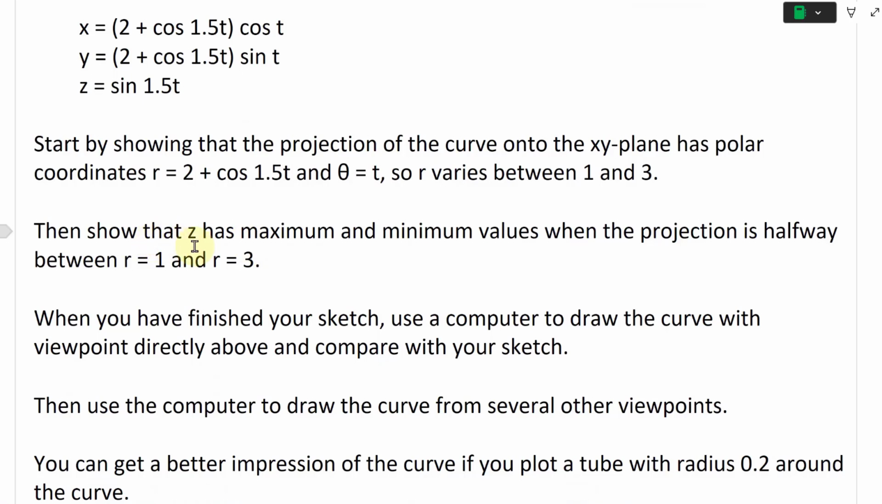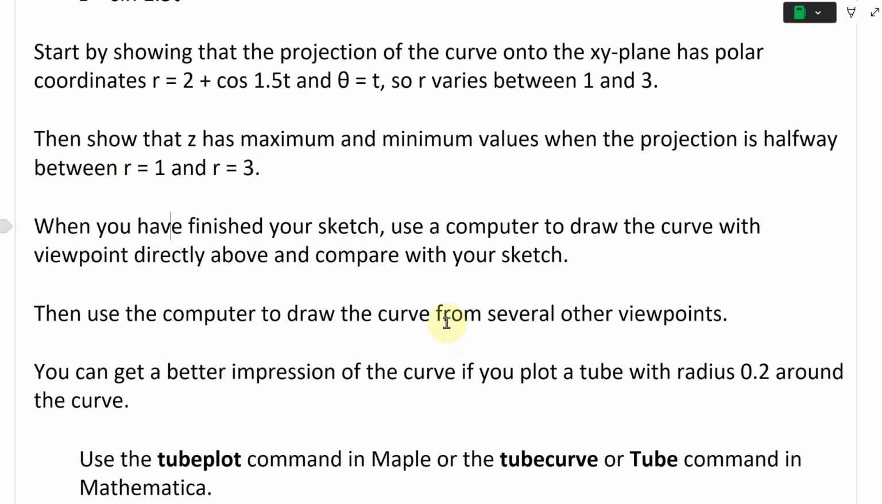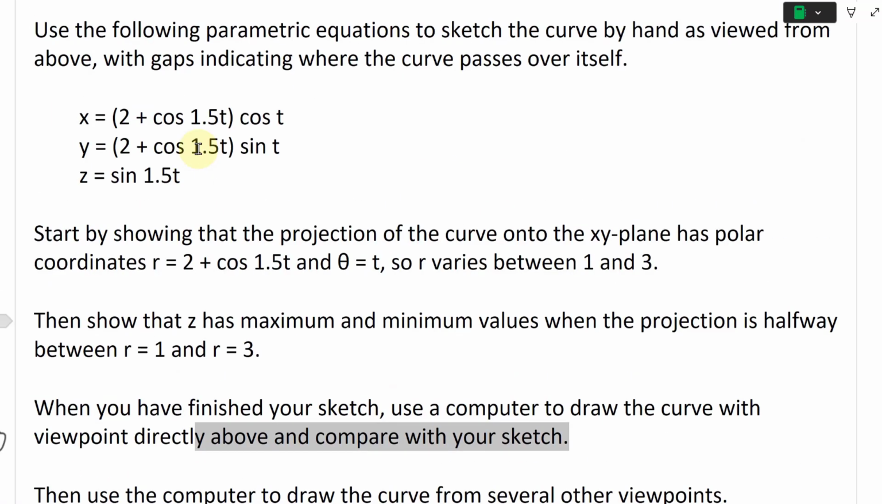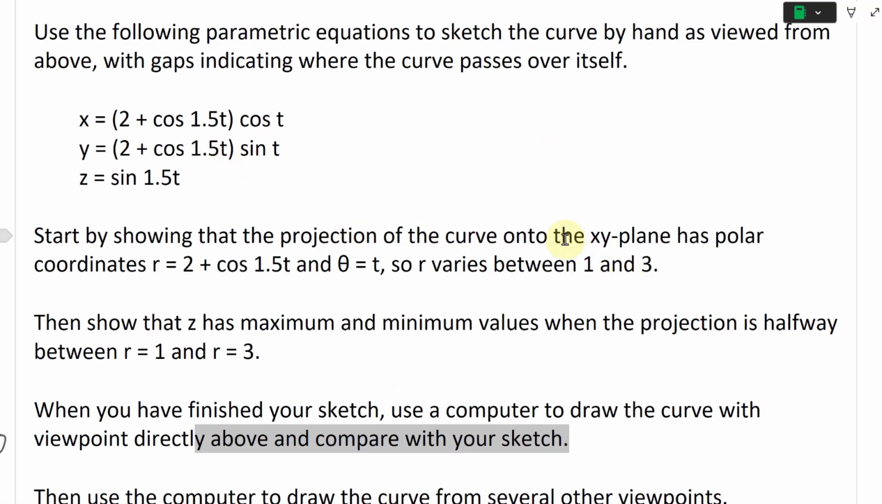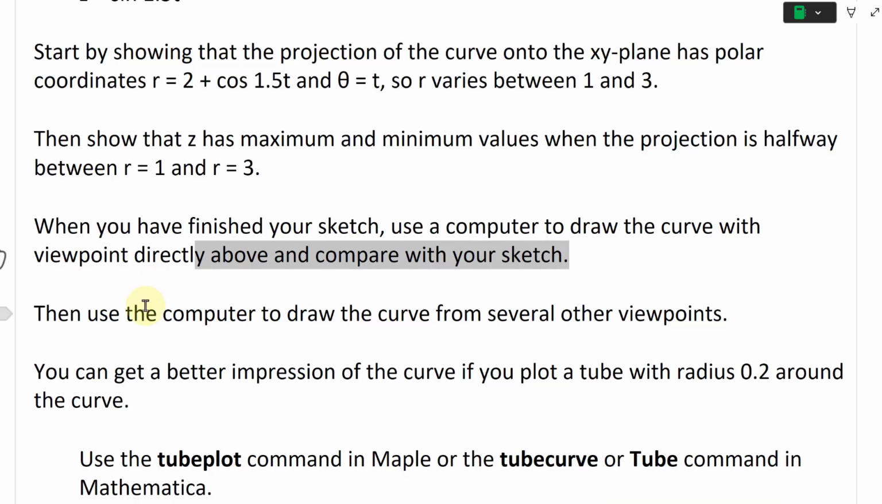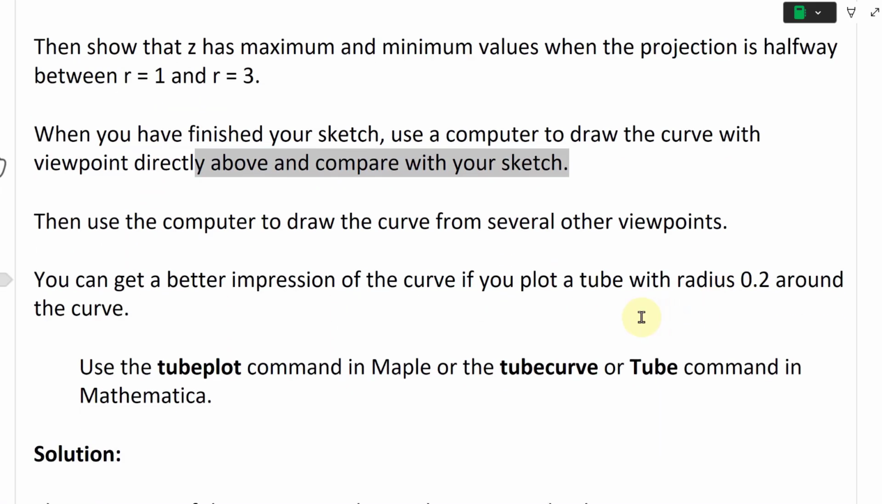All right, then we're asked to show that z has maximum and minimum values when the projection is halfway between r equals 1 and r equals 3. So it's somewhere in t in between those. When you have finished your sketch, use a computer to draw the curve with viewpoint directly above and compare with your sketch. So basically, we're asked to sketch by hand the vertical projection onto the xy plane, and then compare that with a computer. Then use a computer to draw the curve from several other viewpoints.